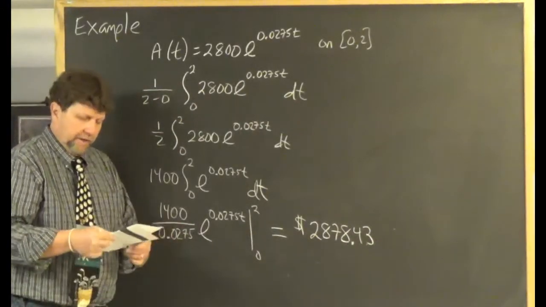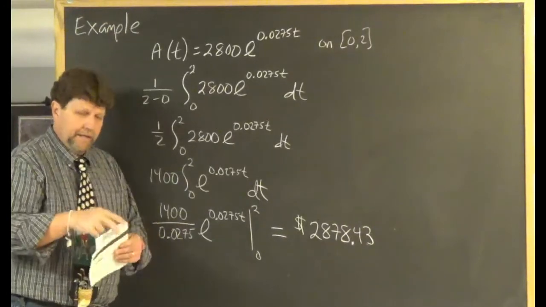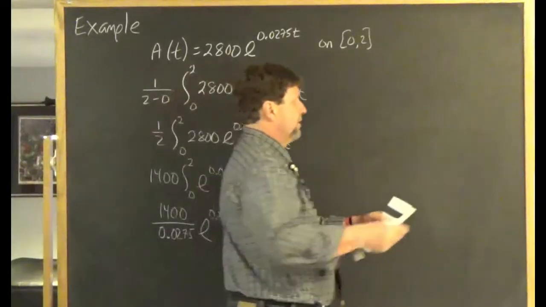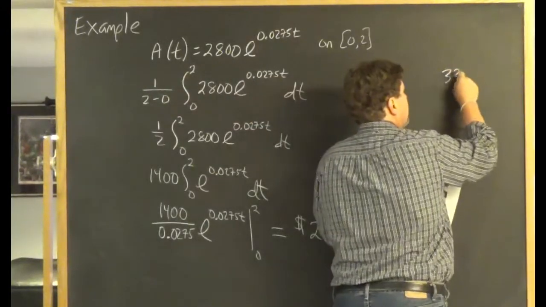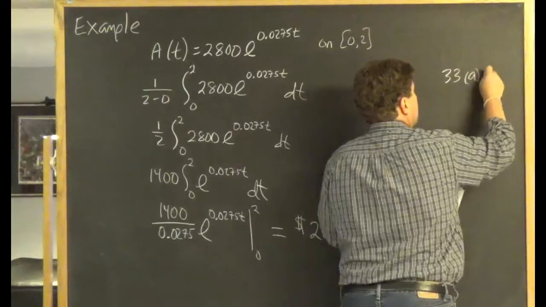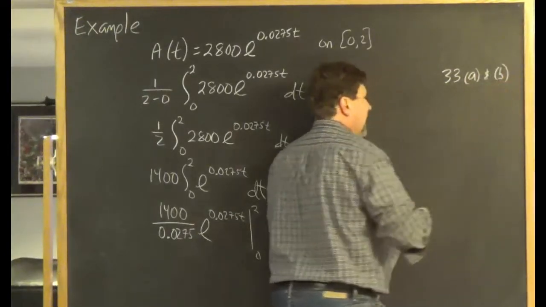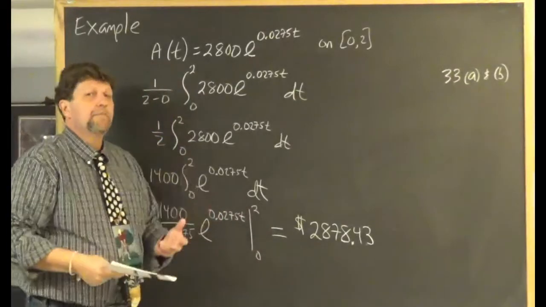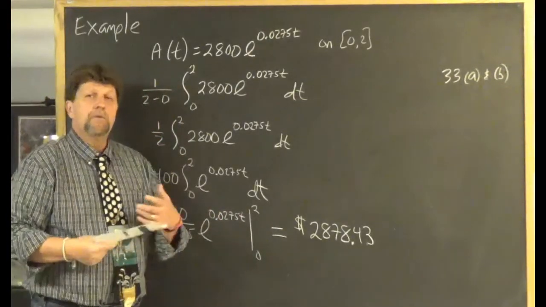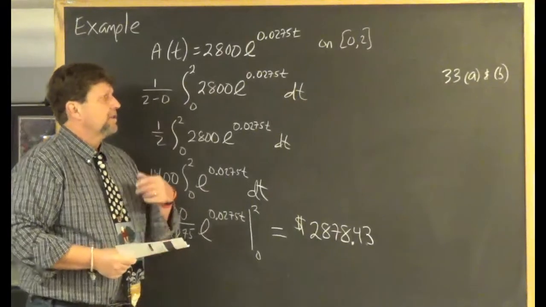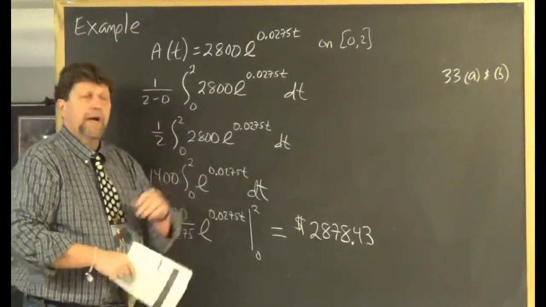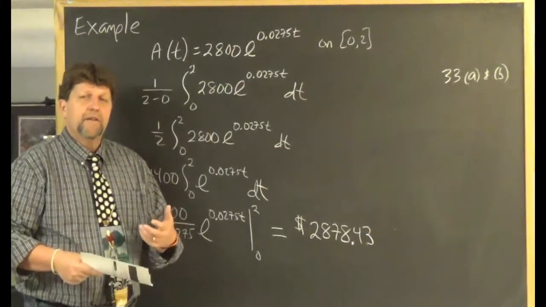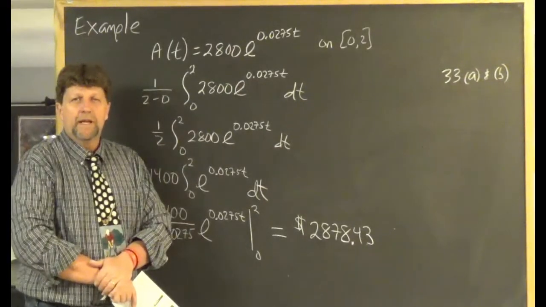Pretty straightforward, but I would like you to try one here. I would like you to now try here in section 7.1, 33 A and B. So you'll see in 33A, you're getting an average balance, and then in part B, you're computing the size of a bonus. So go ahead, pause the video, try 33A and B. After you've done 33A and B, restart the video, and I'll be here at the chalkboard working it out.